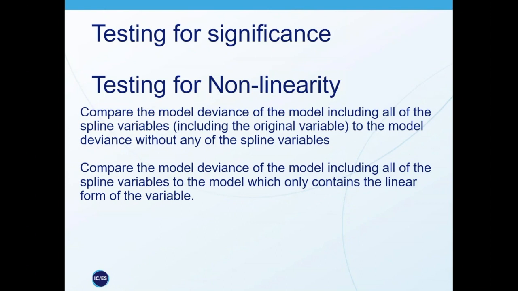If we decide that we do need to keep our continuous variable, the next test will compare the model deviance of the model that just has the linear form of the variable to the model deviance including all of the spline variables. If that test is significant, yes, we've got a curve. We need to include the spline variables. If that test is not significant, a linear fit is good enough. And I'm going to show you what I mean by all those words on the next slide.